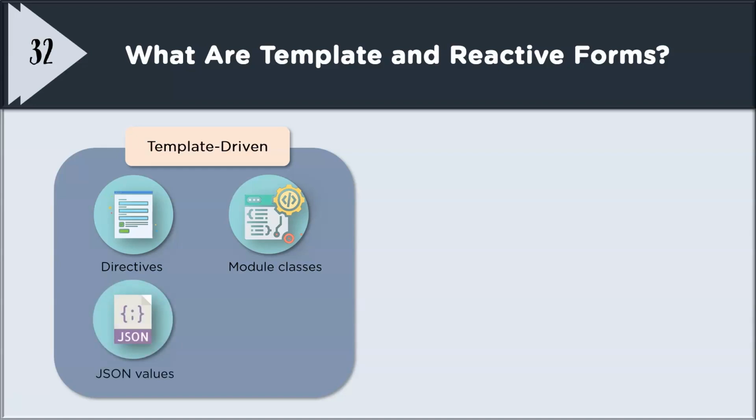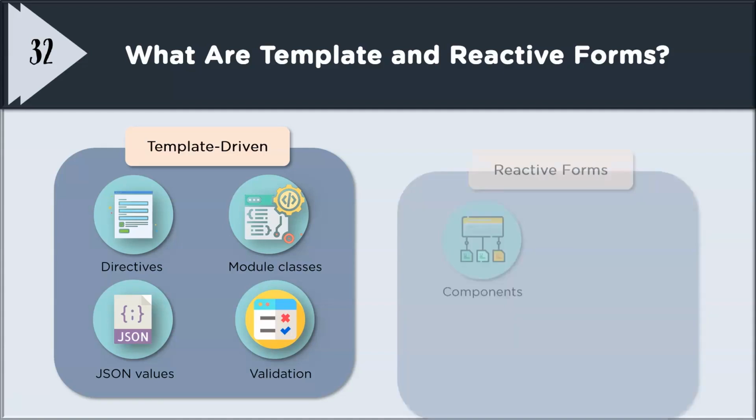Now, a form value can be generated using the form.value object, and form data is exported as JSON values. Basic HTML validations can be used to validate the form fields. In the case of custom validations, directives can be used.